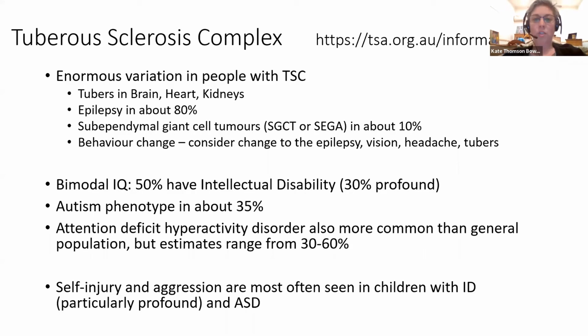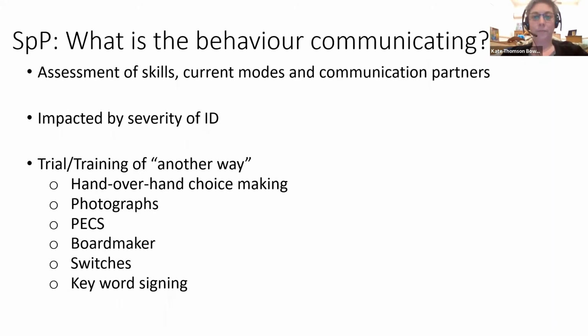And the group of children that have really significant self-injurious behaviour are often the children with more severe intellectual disability and autism phenotype. Next, please.